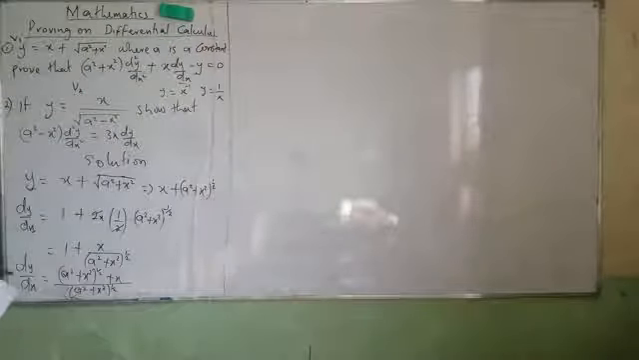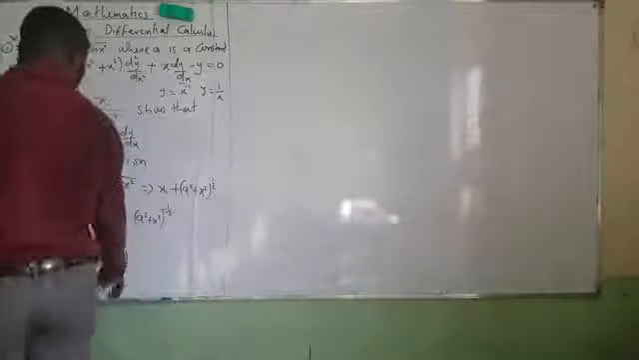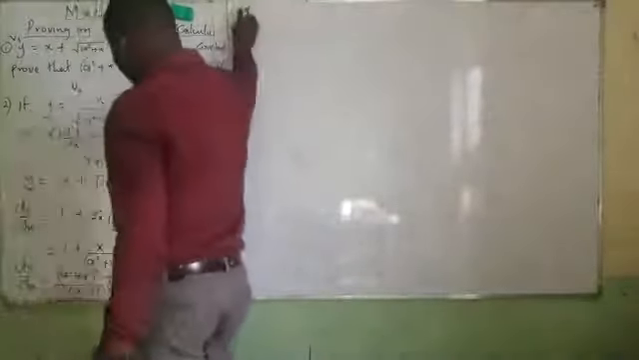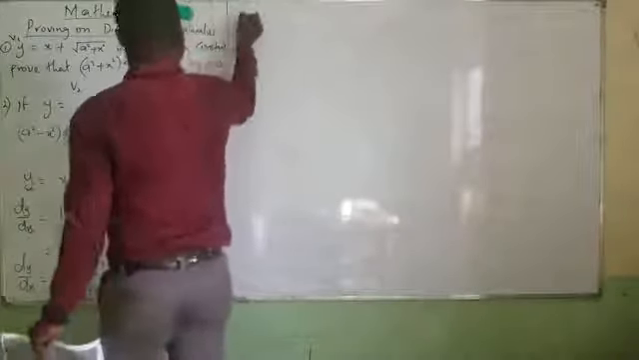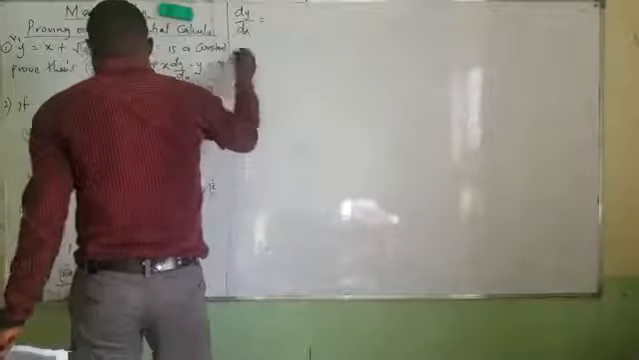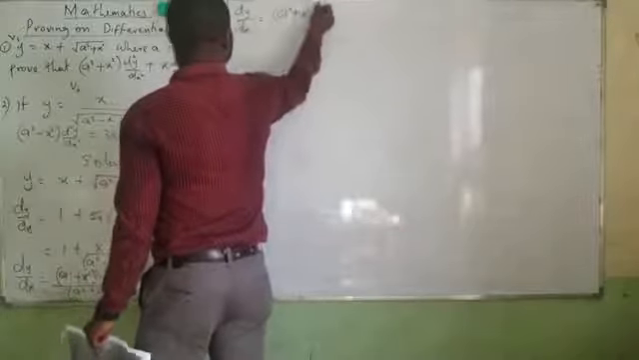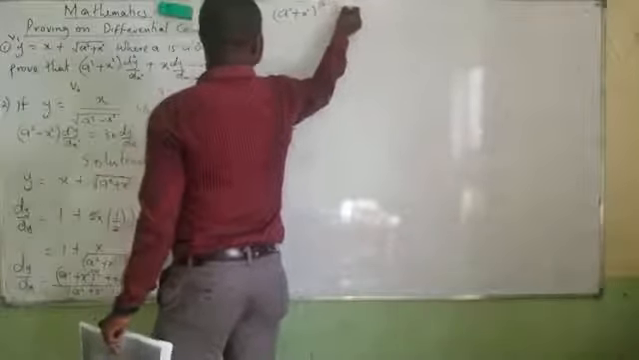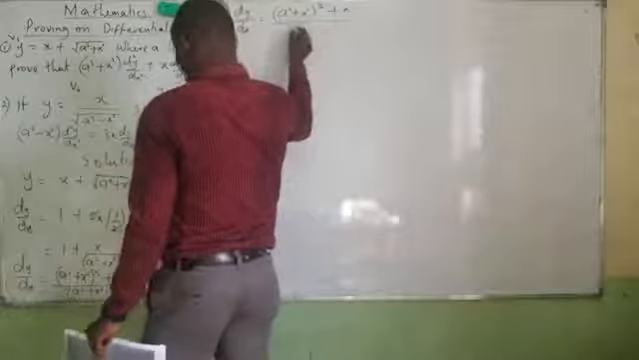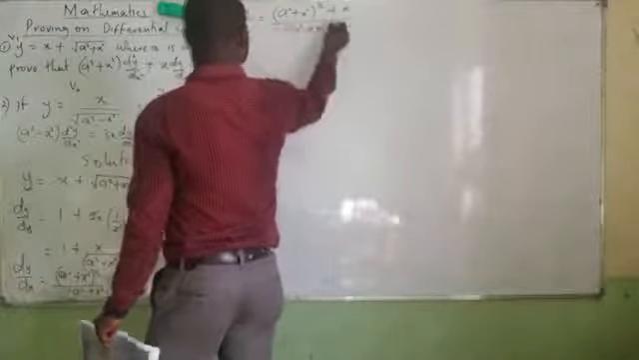Now it means my dy/dx equals that. Now I just need to move on to what I need to do next. This is my dy/dx. I can call this dy/dx equals (a squared plus x squared) to the power of 1 over 2 plus x, divided by (a squared plus x squared) to the power of 1 over 2.